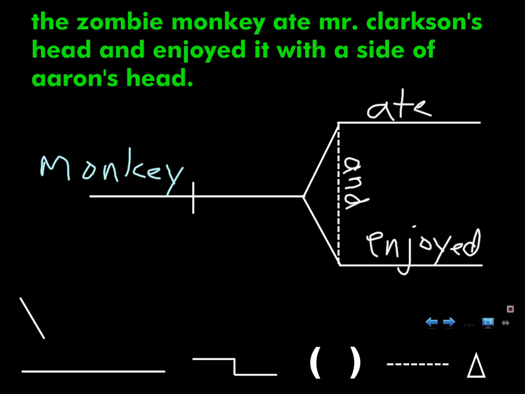Okay, sorry about that pause. Back on track. Monkey ate and enjoyed. You have two verbs. Now, both of those verbs may need to take other structures below them, on top of them, all around them. So we need these two horizontal lines kind of separated from each other. There we go with a compound structure.